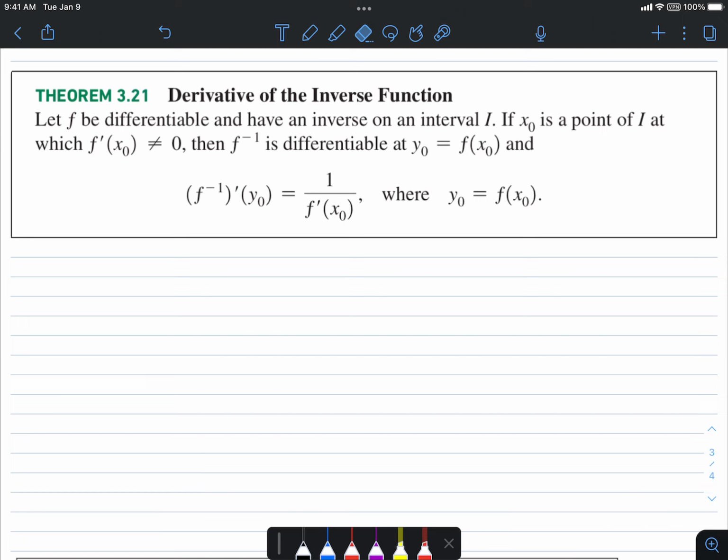And when you want to find the derivative of an inverse function, you can use the derivative of the original function to help you calculate that. Maybe this theorem is a little complicated to understand, so I'll show you the proof, and maybe through that you can understand what it's saying.